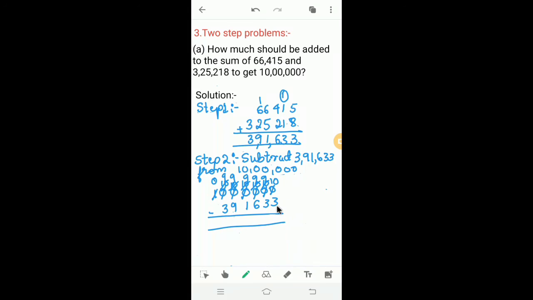Now I will start subtraction from ones place. 10 minus 3 is how much? 10 minus 3 is 7. 9 minus 3 is 6. 9 minus 6 is 3. 9 minus 1 is 8. 9 minus 9 is 0. 9 minus 3 is 6. So the answer is 6,08,367.